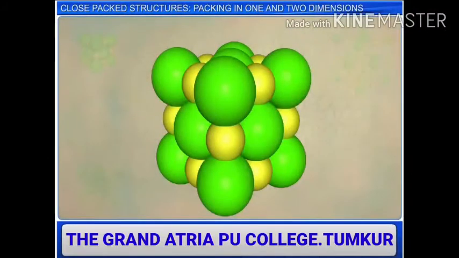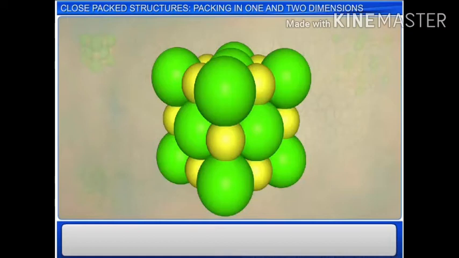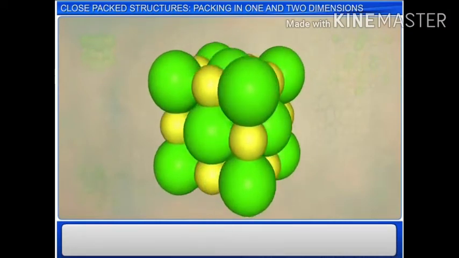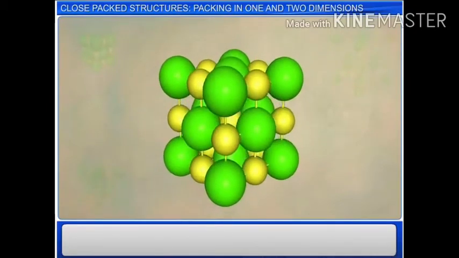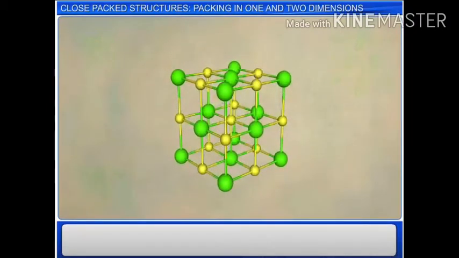When substances form solids, they tend to pack together to form ordered arrays of atoms, ions, or molecules. Let's see how this order arises and what different kinds of arrangements are possible.